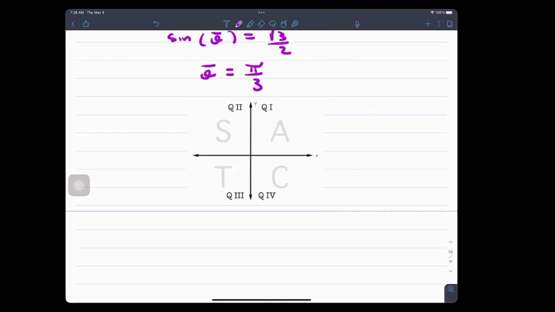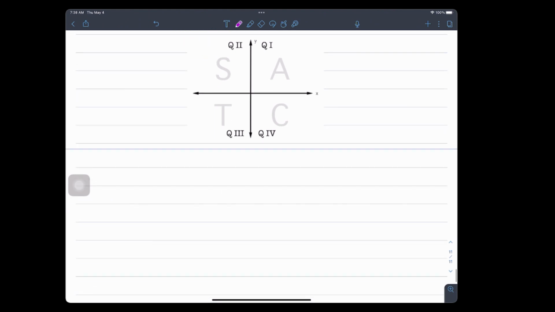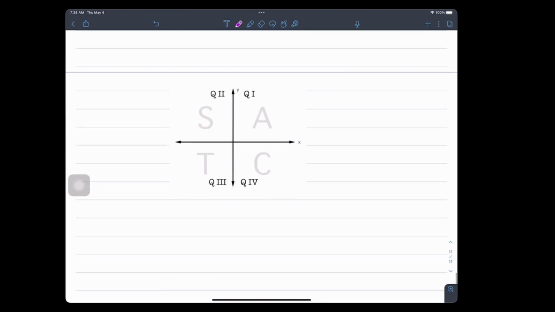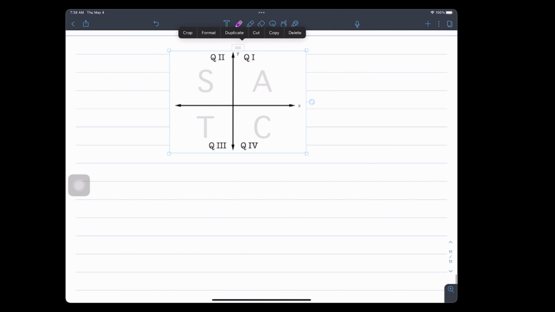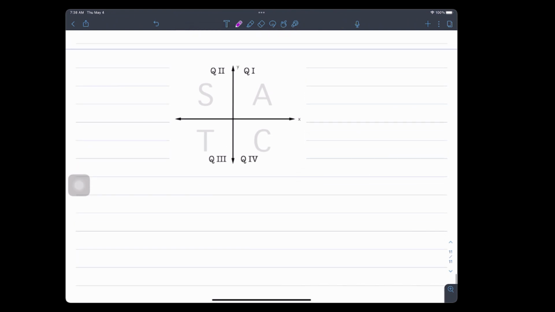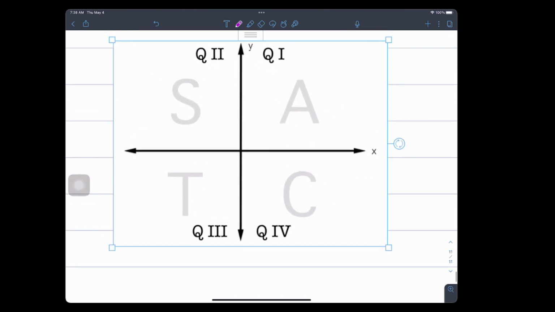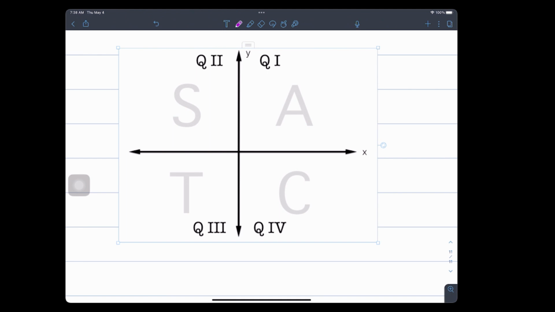Remember that picture? This is going to be a very important detail. If you're talking inverse sine, didn't we have to restrict the domain? Right? Didn't we? I'll just do that. What is my domain for inverse sine? It's quadrant 1, quadrant 4.